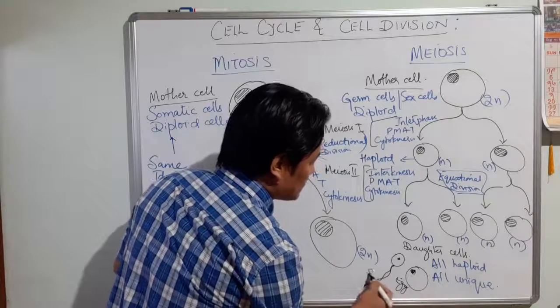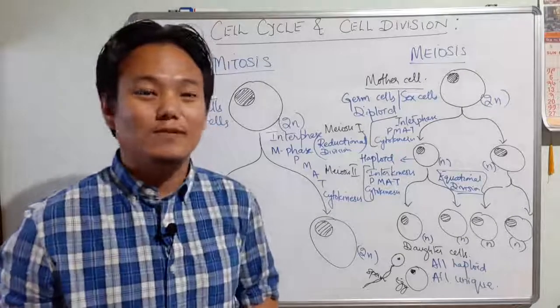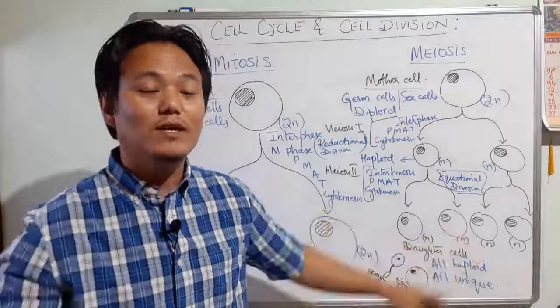Eggs and sperms. Okay, so these will turn into gametes, right? Meiosis results in the formation of 4 daughter cells which will in turn become gametes.